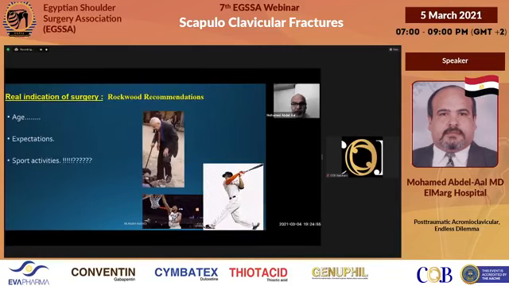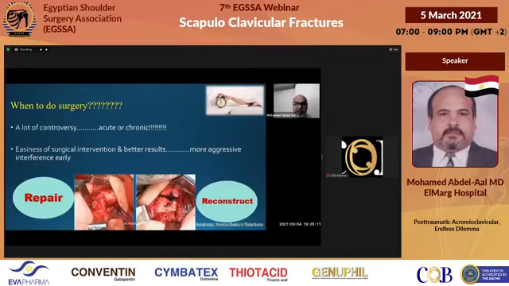The real indication for surgery, as recommended by Professor Rockwell, should take into consideration the age of the patient, meaning that the younger the age, the more preference toward surgery, the expectation of the patient, and also sporting activities. When to do surgery? This is a very important question. Should we do surgery only for the young patient?